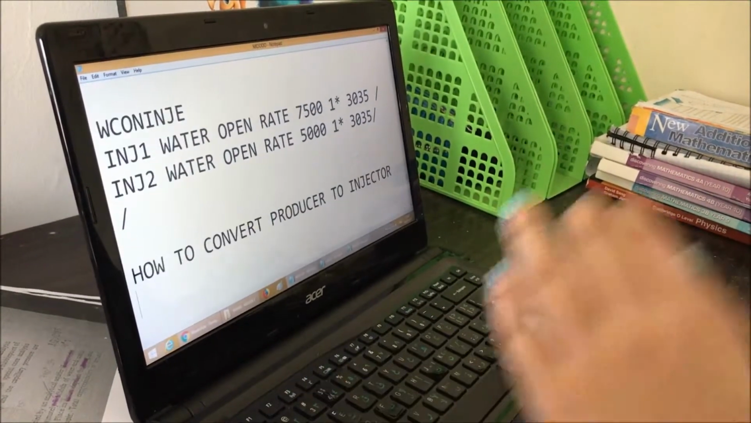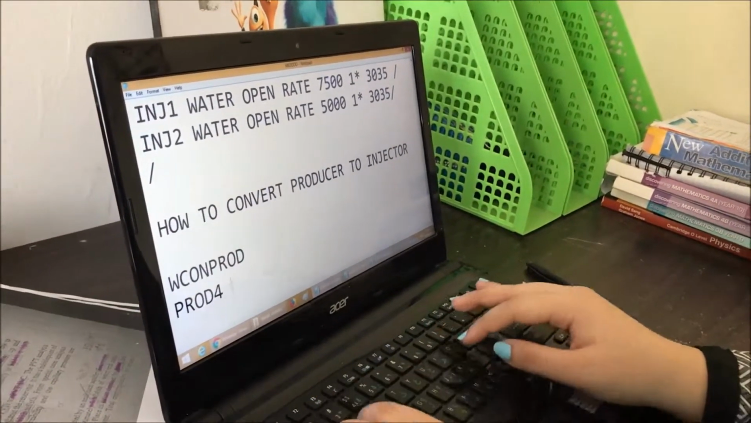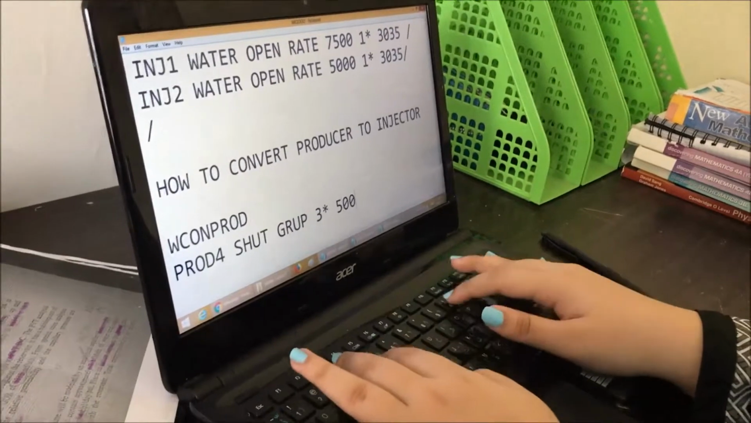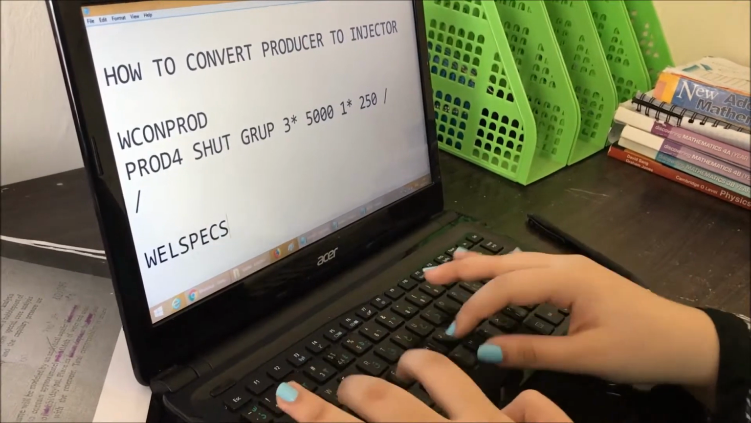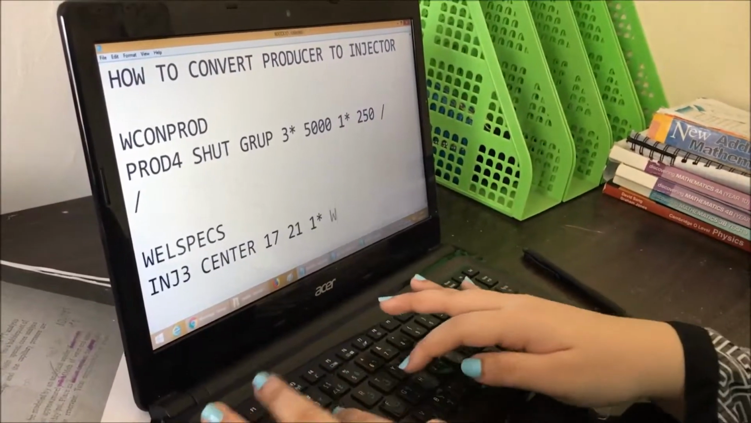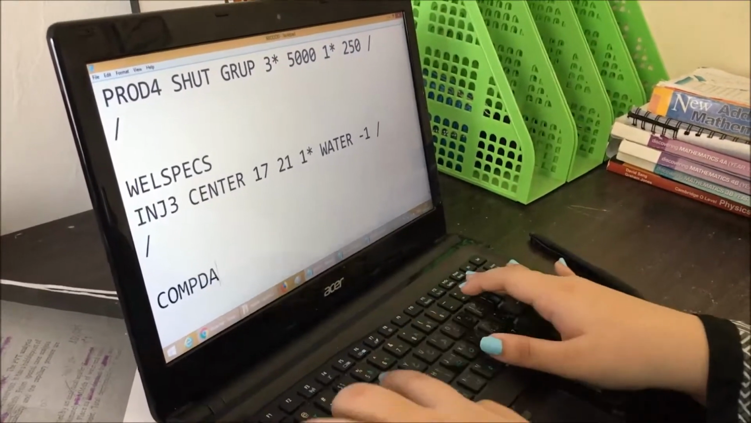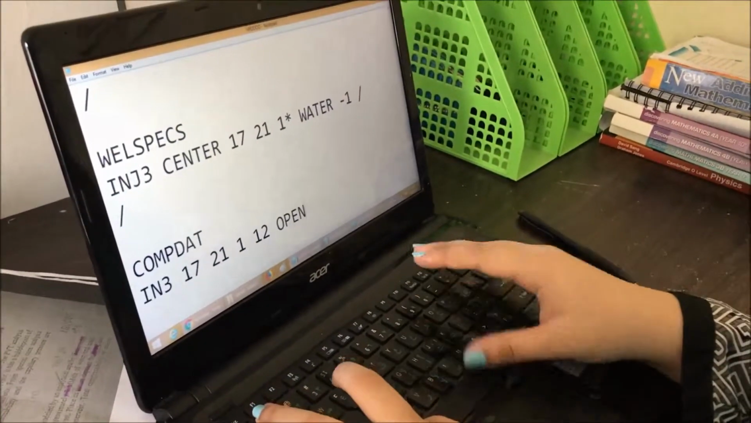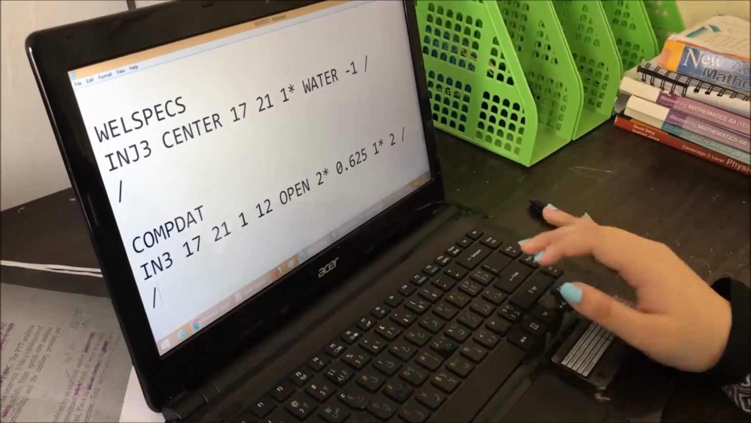Also, carrying on with how to convert a producer to an injector, we would also need to specify our producer, and we would have to shut it first, and then after that refer to the manual for the defaulted areas, and also specify the BHP, and in our case it's 250, also the maximum capacity that is required for it. And then we would be changing it to an injector by identifying the location of it using WELSPECS. And then we will still continue using the keyword COMPDAT for us to specify the wellbore diameter and the skin factor of the injection well.